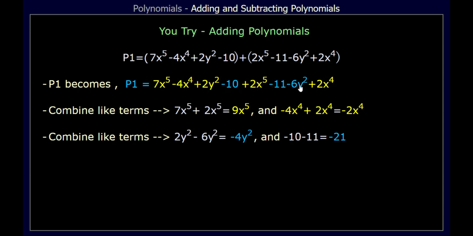So I have 2y squared minus 6y squared. Make sure you copy the signs with it. 2 minus 6y squared minus 4y squared. And then my two constant terms are just my numbers hanging around here. Minus 10 minus 11 is minus 21. And that should be your final answer. They don't have to be in that order, but it's nice to go high to low. Just looks orderly.